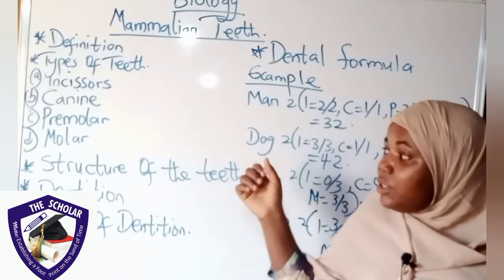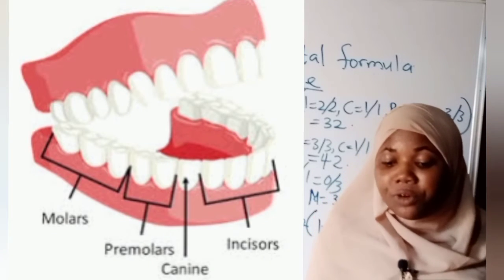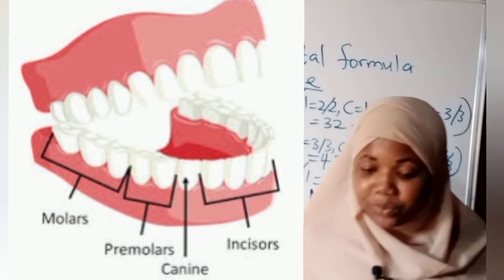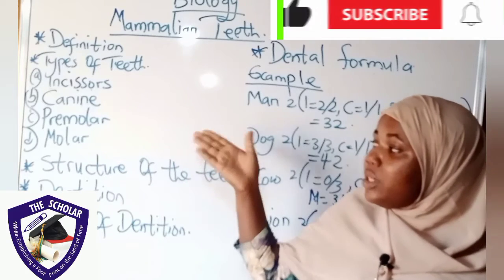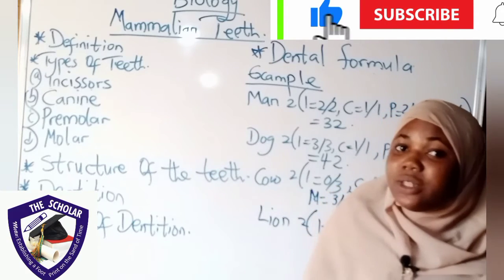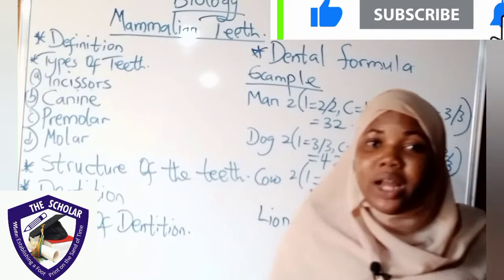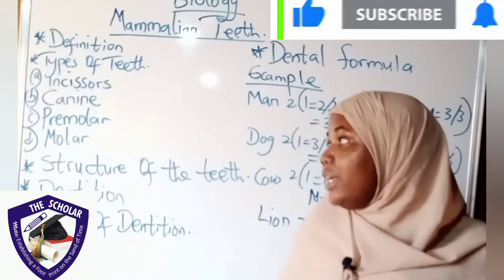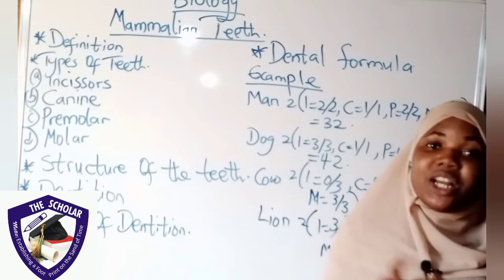And for the last type of teeth, which is the molar, they are used for grinding and chewing food, and they work with the premolar. The molar works with the premolar, and they are also used for chewing. And I said before that the premolar are also used in catching prey.